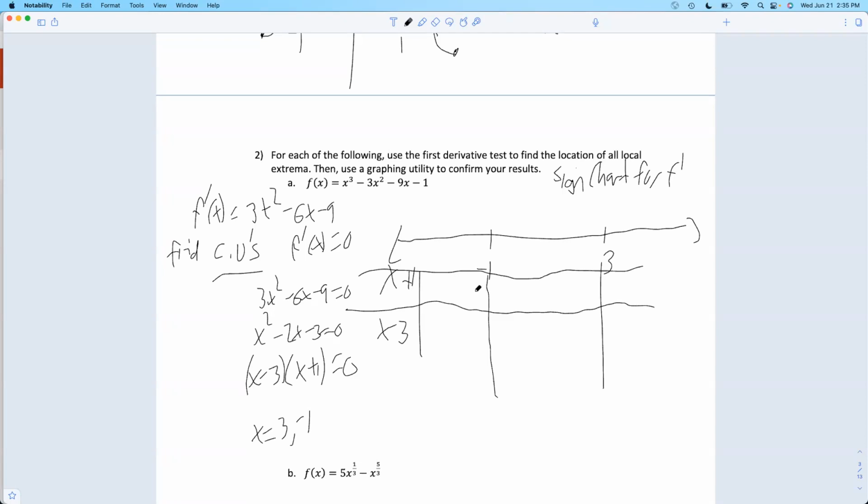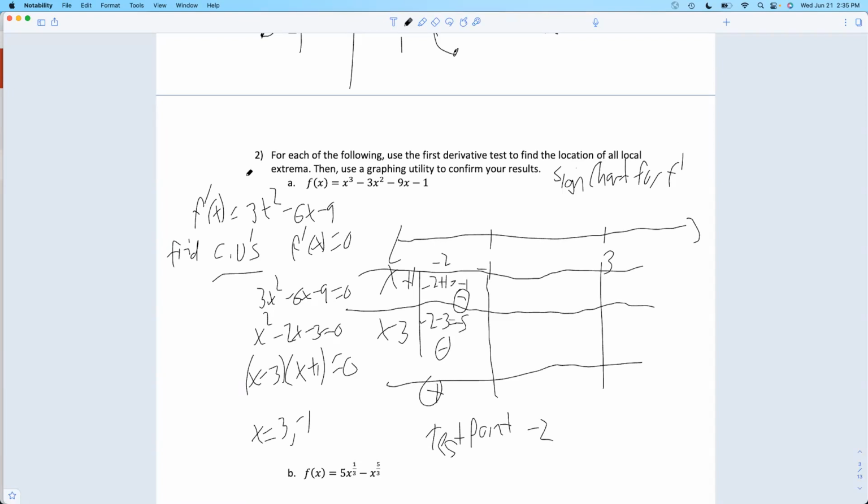So again, think about that test point, negative 2, back here in this region. Negative 2 plus 1 would be negative 1. That's a negative number. I don't care what the number is, it's negative. Negative 2 minus 3 would be negative 5. Don't really care what the negative is, it's a negative number. A negative times a negative is a positive.